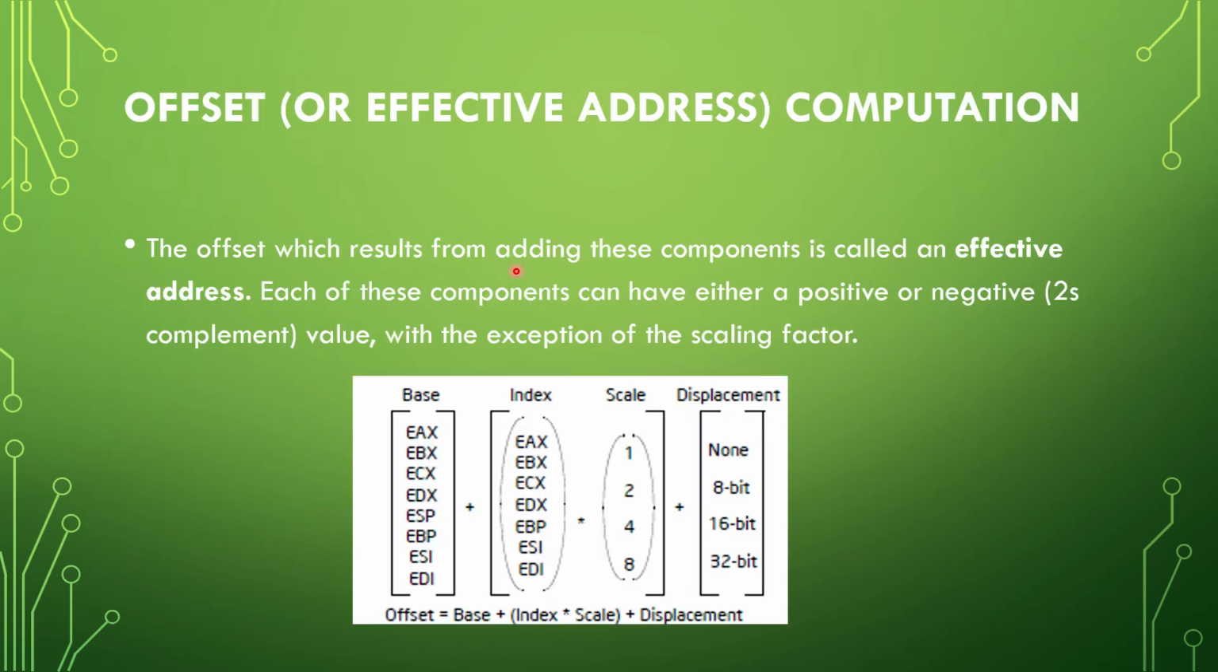The offset that results from adding these components, which I mentioned earlier, is known as the effective address. That includes the base, index, scale factor, and displacement. Each of these components can have either a positive or negative value, with the exception of the scale factor. This figure shows how an effective address or offset is computed. Offset is equal to base plus index times scale plus displacement. Based on this, the effective address, or the offset, is calculated.